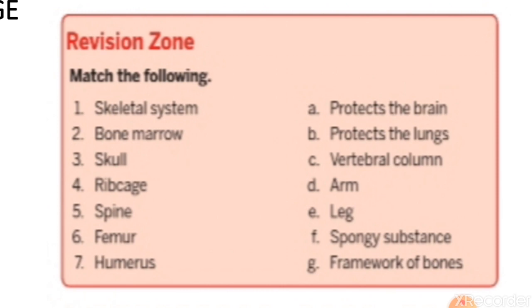I hope everybody is clear. Again, I am repeating one more time. Skeletal system, framework of bones. Number 2, bone marrow, spongy substance. Number 3, skull, you have to match it with protects the brain. Number 4, rib cage, match it with protects the lungs. Number 5, spine, match it with vertebral column. Number 6, femur, leg. And last, 7th, humerus, you have to match it with arm as it is a part of the upper arm.